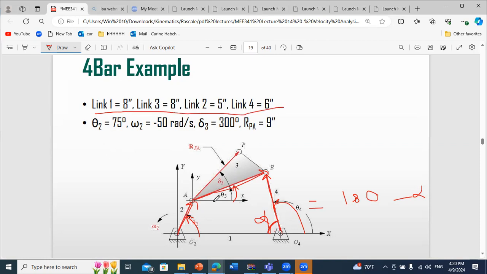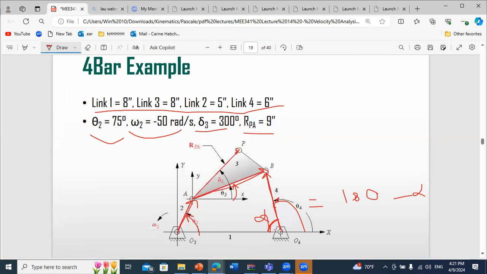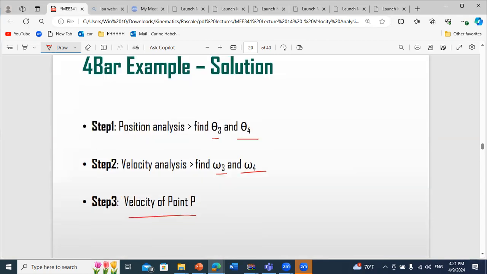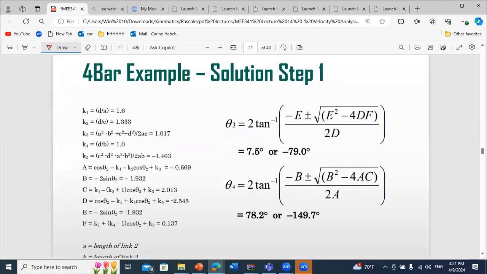We give, for a certain configuration, the angle theta 2 and the angular velocity of the input link. We give for the coupler point P the distance from A, and the relative angle between AB and AP. So all parameters are given. So it's just a substitution work, okay? So all we have to do is to say, I need first to do the position analysis to solve for theta 3, theta 4. Then I should do the velocity analysis to solve for omega 3, omega 4. And finally, they ask me to get the velocity of point P. And since all of this work was already done, all I have to do is to replace in the formulas.